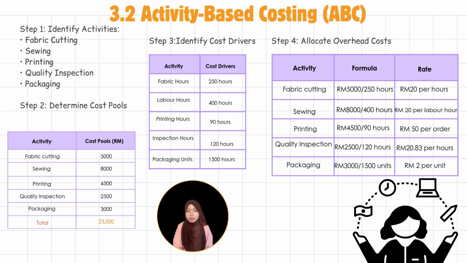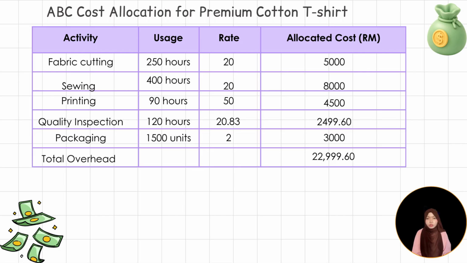Third, we identify the respective cost driver and record their total use, such as 250 fabric hours and 1,500 packaging units. Finally, we calculate the overhead rate for each activity by dividing the cost pool by each corresponding cost driver use. Cost allocation breakdown.